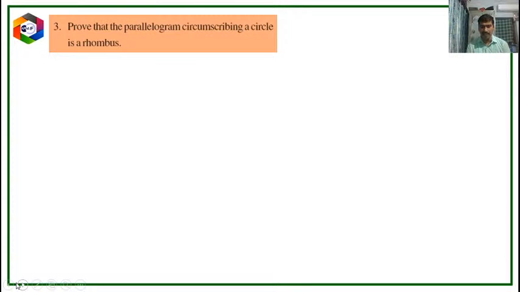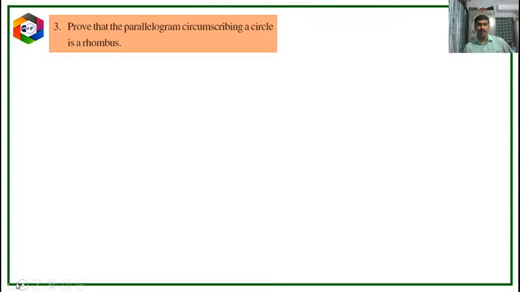Yes, this is also another important question for 2 marks, which you will get most of the time in examinations; even in public exams, once or twice it is given. Prove that the parallelogram circumscribing a circle is a rhombus.